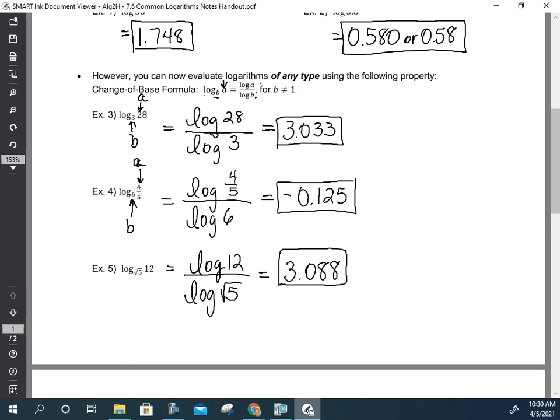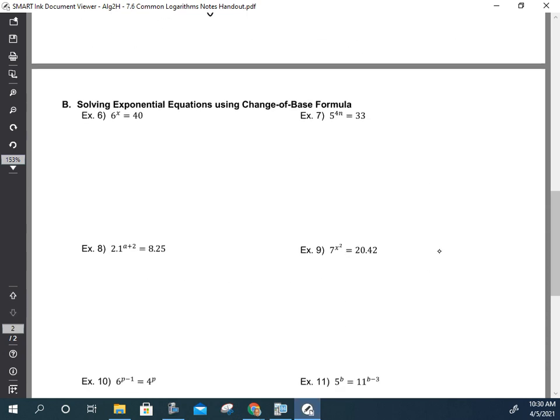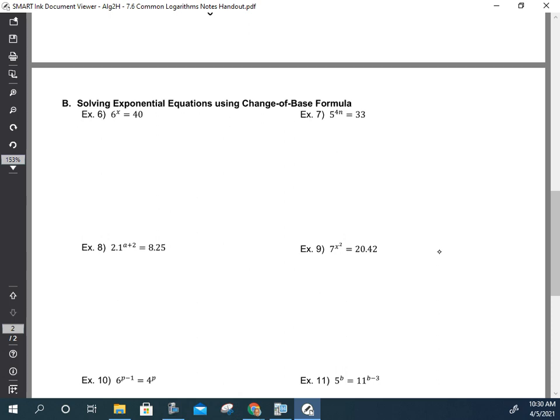Change of base. So now there are no restrictions on what kind of logs we can work with. If you can't rewrite it, then we have to change the base to solve the problem. We have zero restrictions now, so let's start solving equations. There are quite a few different types of solving equations. We're only going to deal with examples 6 and 7 today, and we'll work with the rest of them tomorrow.